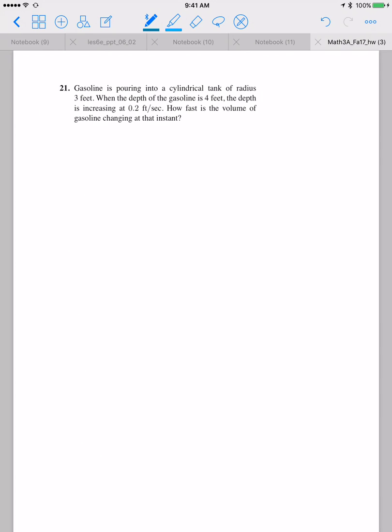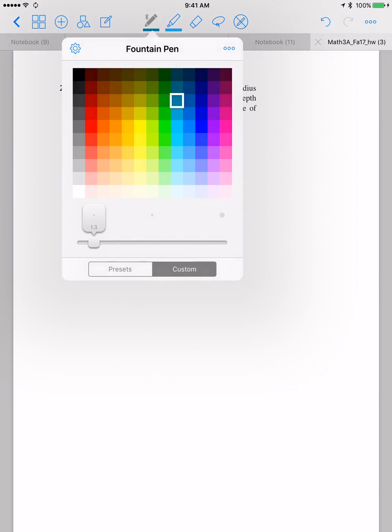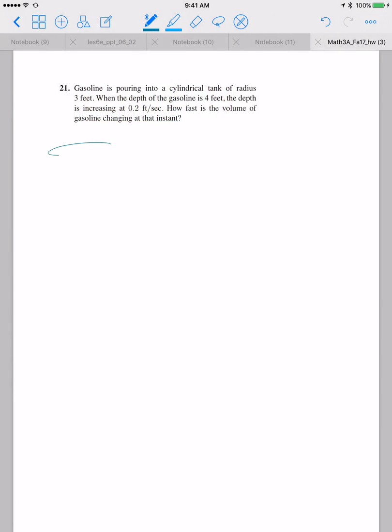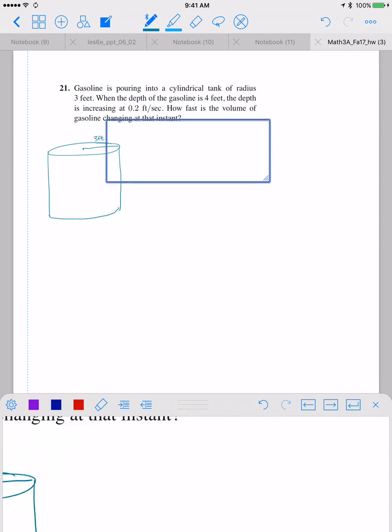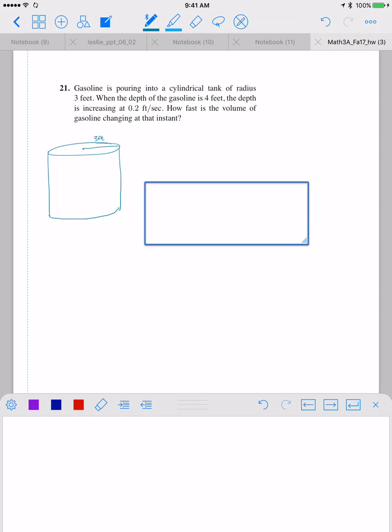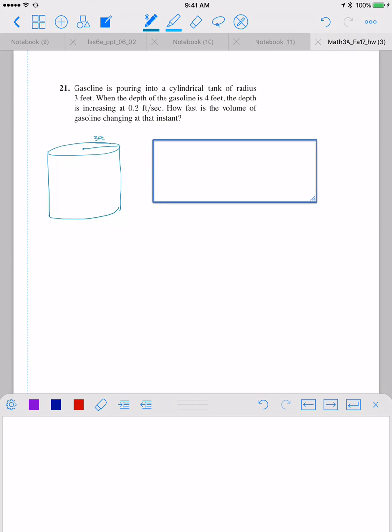Now let's move to the second one here. Gasoline is pouring into a cylindrical tank of radius 3 feet. So I can go ahead and draw my cylindrical tank. So this is my tank. I've been told that I've got a radius of 3 feet, so I can put that in here. When the depth of the gasoline is 4 feet, the depth is increasing at 0.2 feet per second.